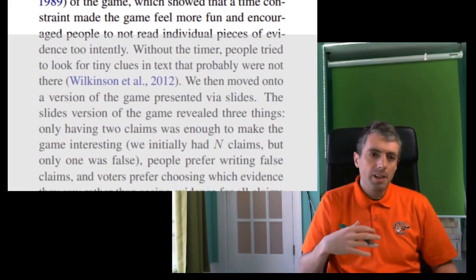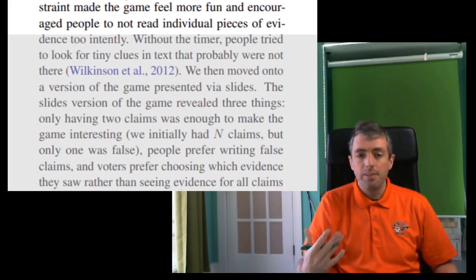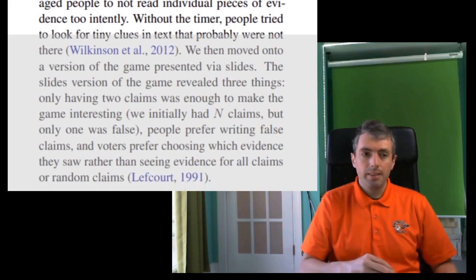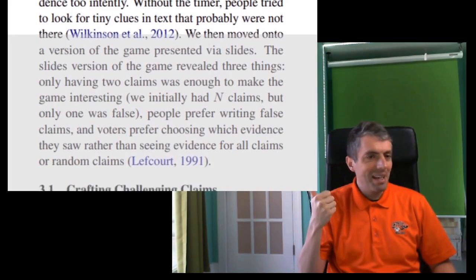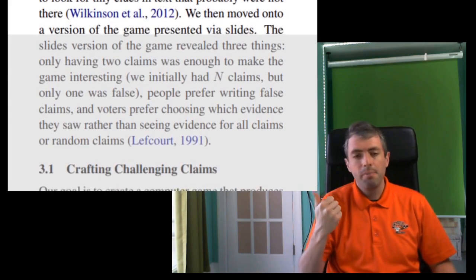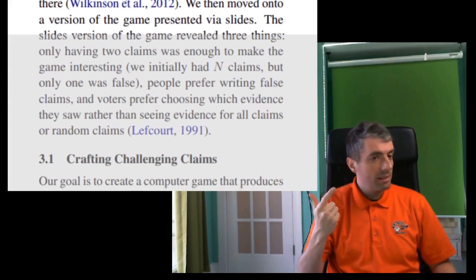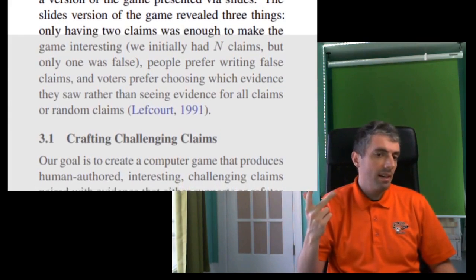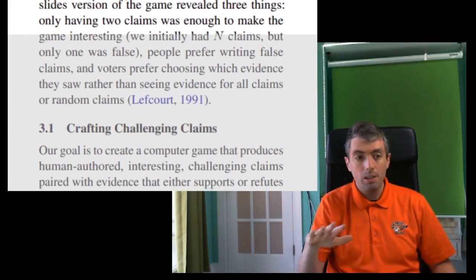We then moved on to a version of the game presented via slides. The slides version of the game revealed 3 things. Only having 2 claims was enough to make the game interesting. We initially had n claims, but only one was false. People prefer writing false claims, and voters prefer choosing which evidence they saw rather than seeing evidence for all claims or random claims.